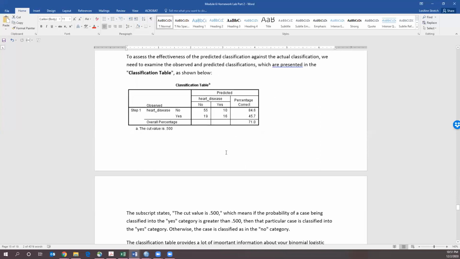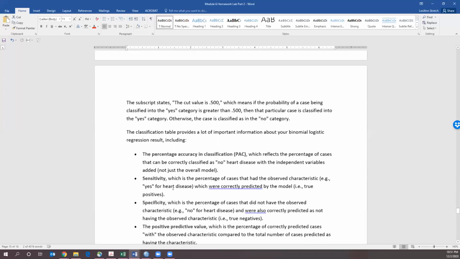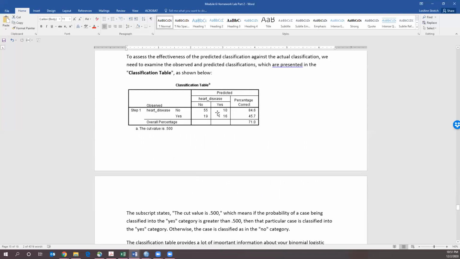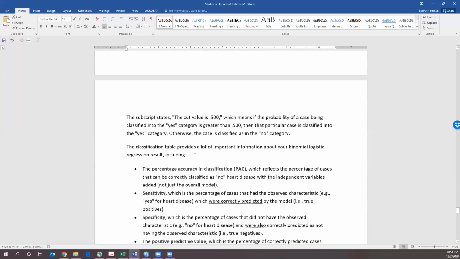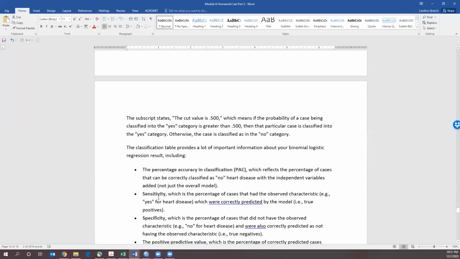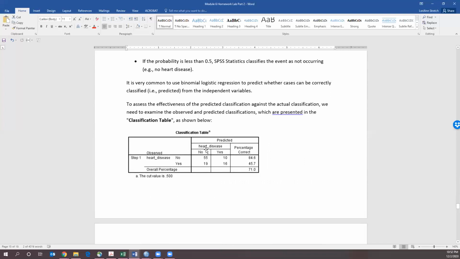So this is really where we talk about our specificity and our sensitivity. Sensitivity is where you correctly predicted by the model the yeses, so the true positives. And so we have that information here.